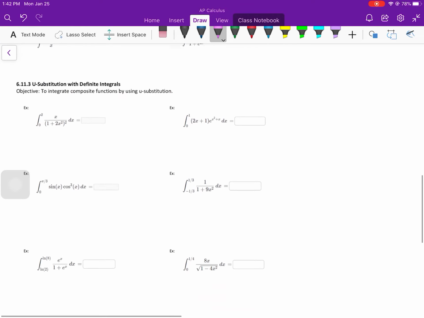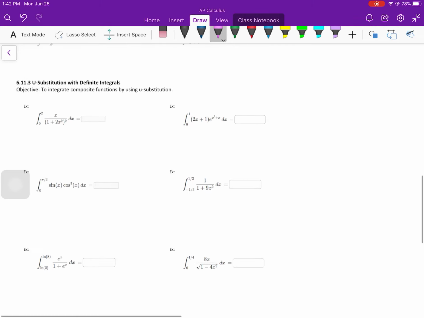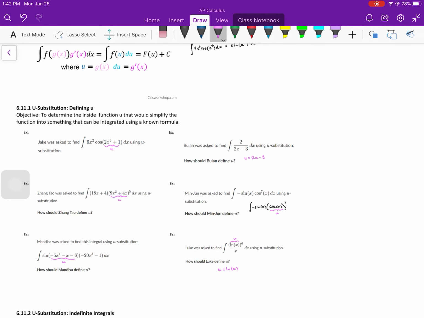So in the next assignments, we're going to go over how to actually do the u substitution for indefinite and definite integrals. Very, very important lessons here. But defining u is foundational to this. It's going to be the anchor to the rest of these assignments.